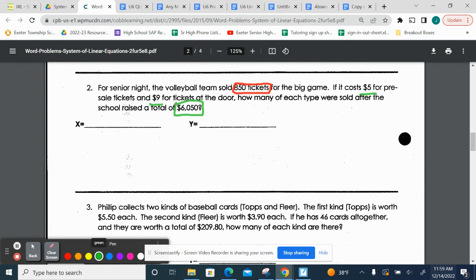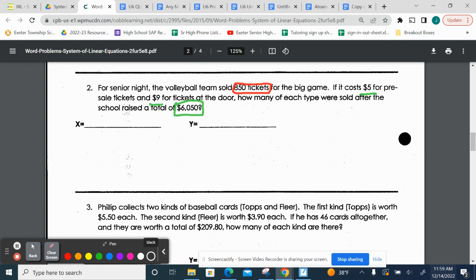Step one, things we don't know are the type of tickets, right? The number of pre-sale. So I'm going to use P for pre-sale. Sorry, let me use a different color here. P for the number of pre-sale tickets. And then what's the other one? At the door. So I'll say D for the number of tickets at the door. Number of door tickets.